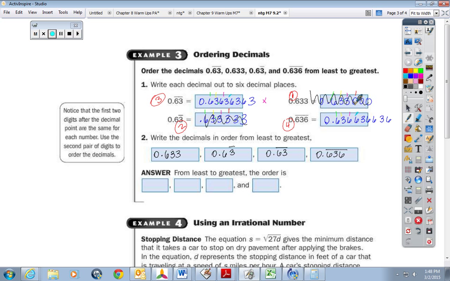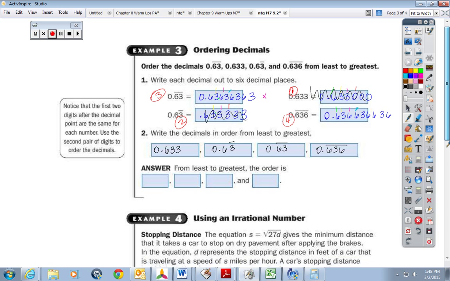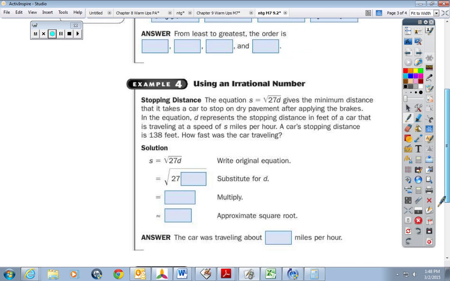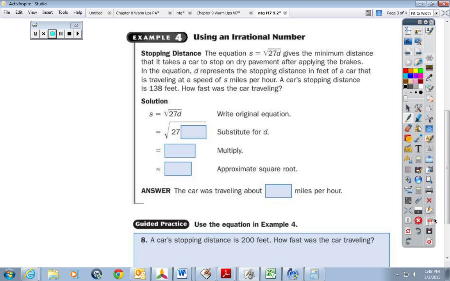All right, last example, using an irrational number. It says stopping distance. I think this is actually on the driver license test. The equation S equals the square root of 27 times D gives the minimum distance that it takes a car to stop on dry pavement after applying the brakes. In the equation, D represents the stopping distance in feet of a car that is traveling at S miles an hour. So obviously, the faster the car is going, the longer it takes for the car to stop.